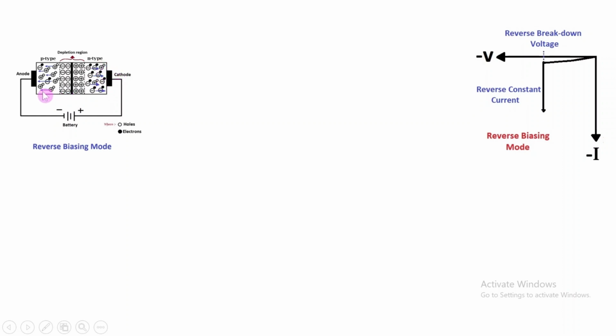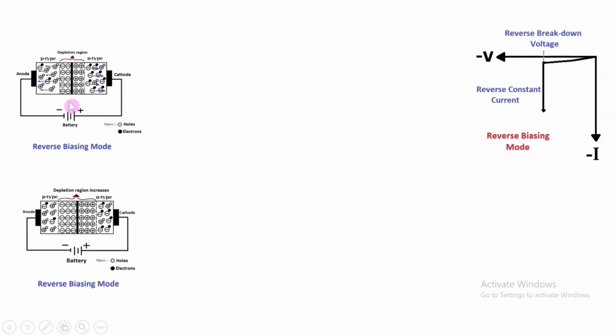Okay, and similarly we have this negative terminal and we connect that with the p-type material. P-type material has holes as the majority charge carrier, so all the holes will be attracted towards this side, and because these electrons are attracted towards this side and these holes are attracted towards this side, this depletion layer will increase.